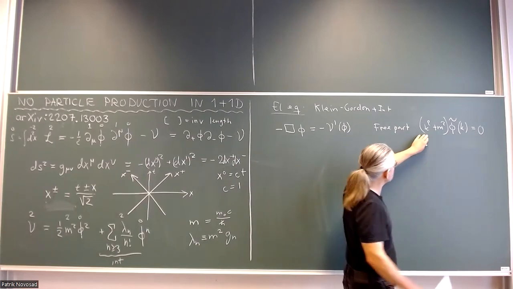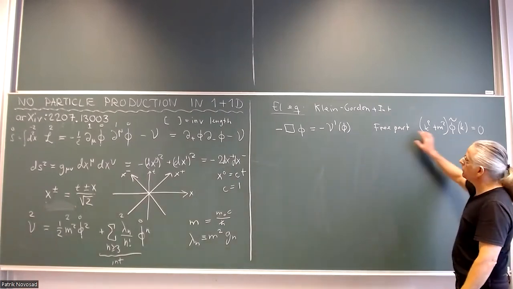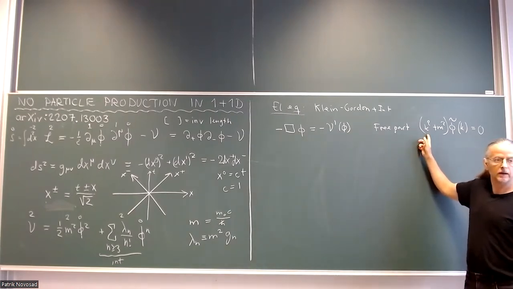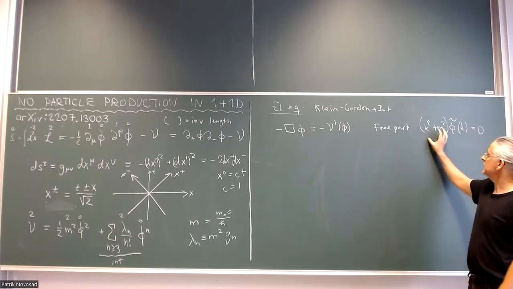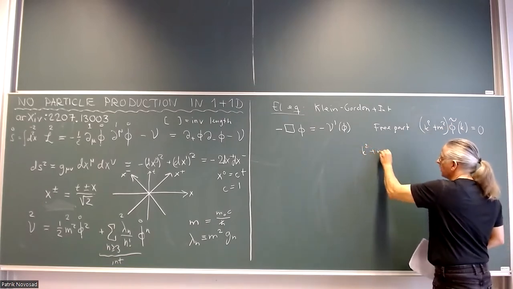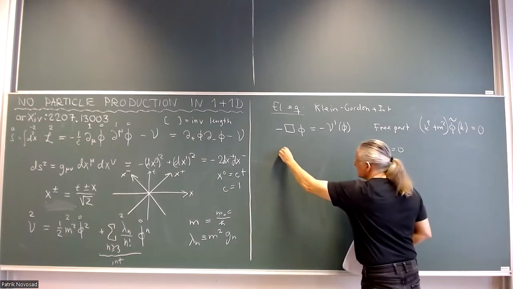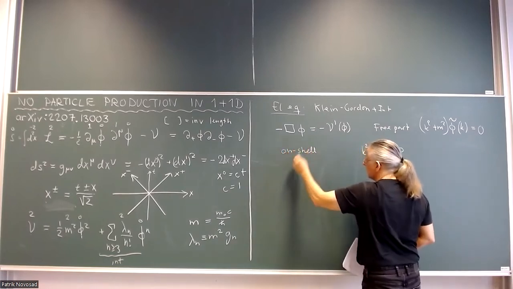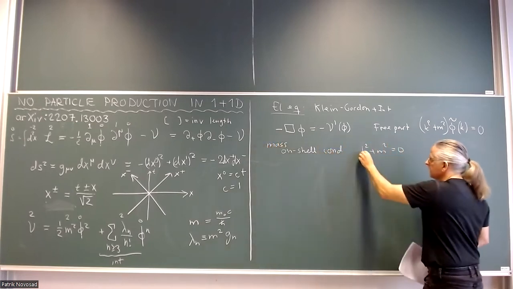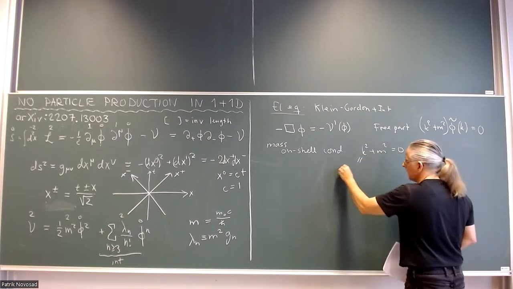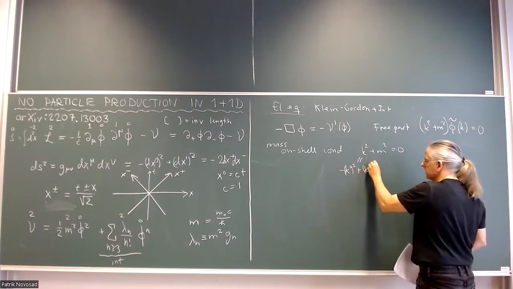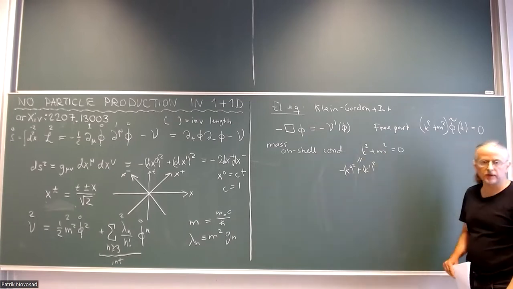So here I have Fourier transform, and then the box becomes minus k squared here. Everybody agrees on that? So especially if you take this away, the k squared plus m squared, this is called the on-shell condition or a mass-shell condition. And the k squared is of course the same as minus k0 squared plus k1 squared. And so then you see this is just Pythagoras.